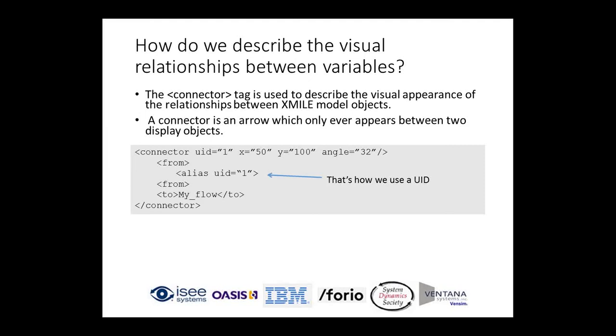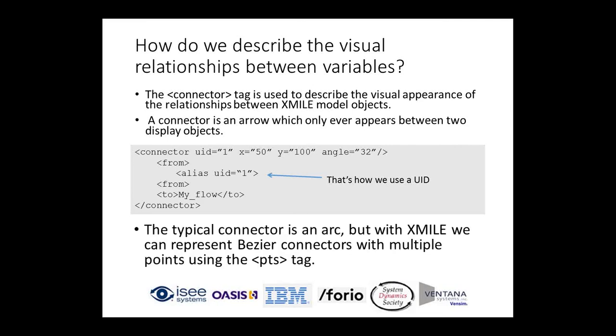It's got a position, which is the position of the takeoff point of the connector, as well as an angle, which is the angle in degrees of the takeoff point, where 0 is 3 o'clock and angles increase in a counterclockwise fashion. That way we can describe the shape of the connector. And connectors always go from something to something. And connectors can go from an alias, and that's how we use a UID, to any other XMILE display object, like a flow.